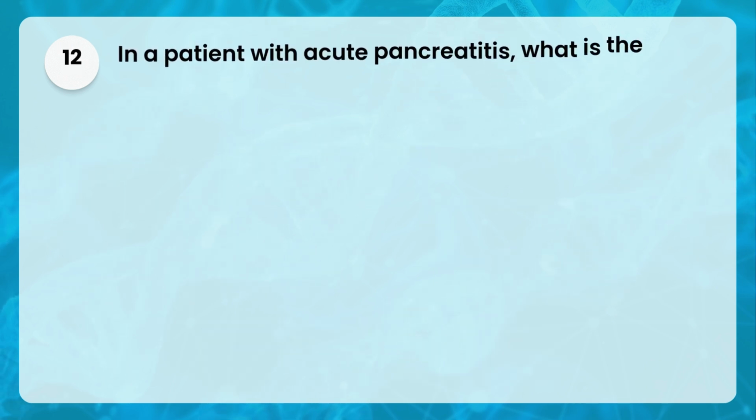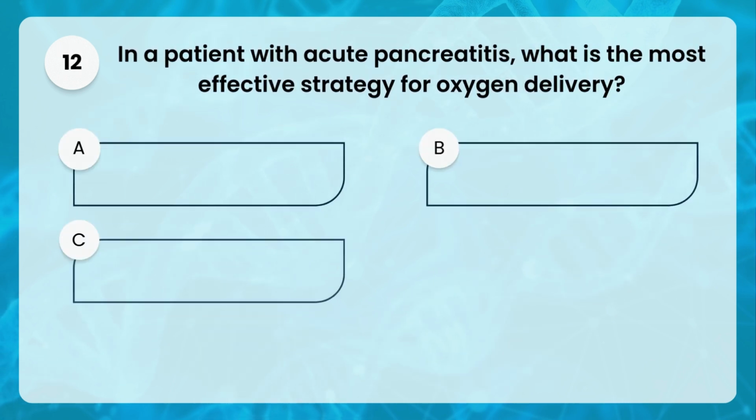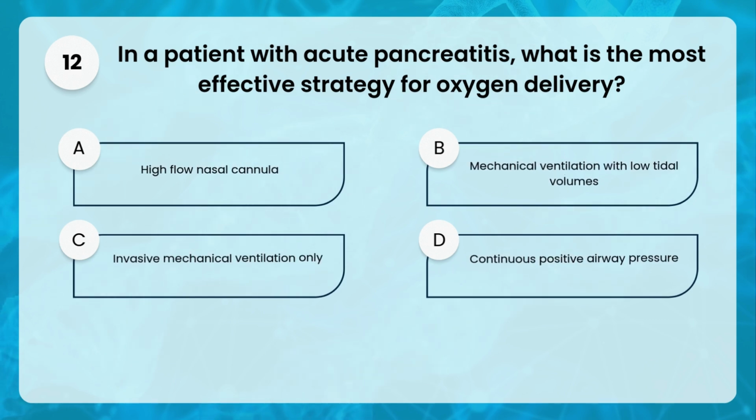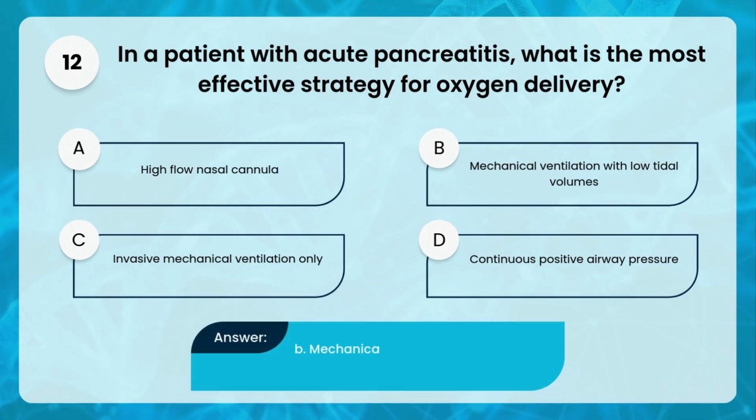Number 12. In a patient with acute pancreatitis, what is the most effective strategy for oxygen delivery? A. High-flow nasal cannula. B. Mechanical ventilation with low tidal volumes. C. Invasive mechanical ventilation only. Or D. Continuous positive airway pressure. The answer is B. Mechanical ventilation with low tidal volumes.